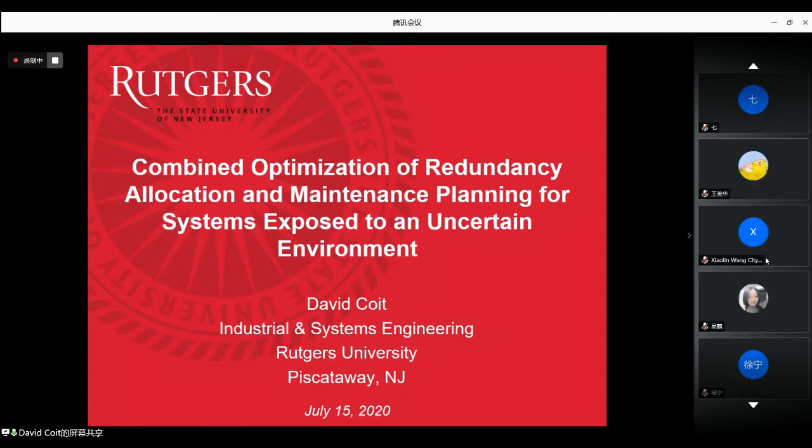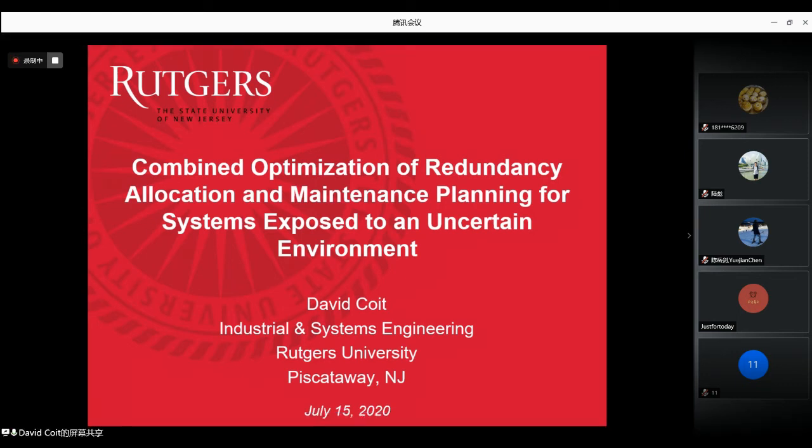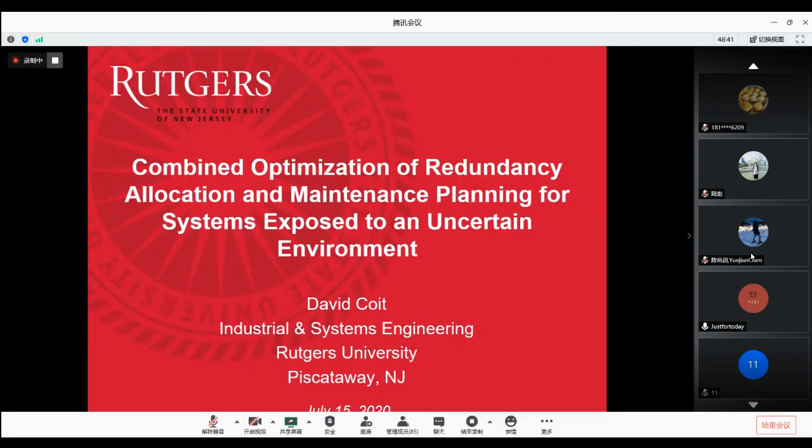You have plenty of good work for design optimization, and you have many good works for maintenance planning, on-condition maintenance, but they tend to be separate. So my goal here, and this is something I've worked on for about 5 years and will continue to work on, is to combine them.